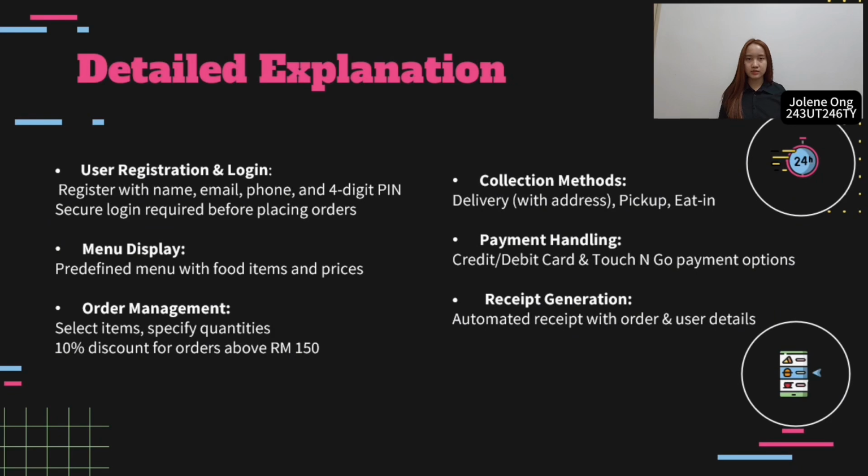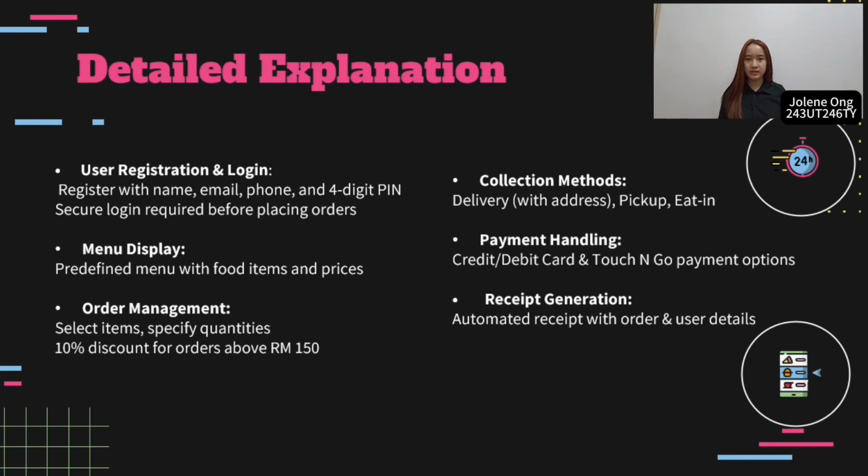The system showcases a predefined menu with various food items and their prices, ensuring easy selection for users. After that is order management. Users can select items, specify quantities, and enjoy a 10% discount for orders exceeding 150 ringgit. Besides that, collection methods. We offer 3 options, which are delivery, pickup, and eat-in. For delivery, users must provide an address.